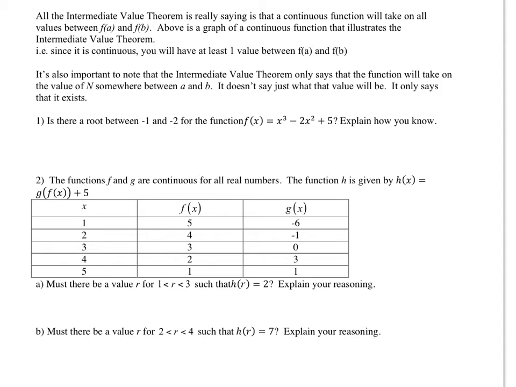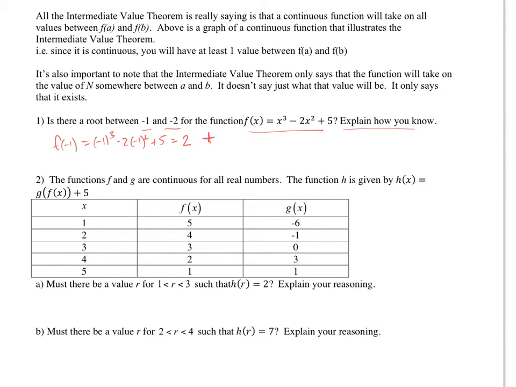Okay, so in our first example, we are asked if there is a root between -1 and -2 for this function, and explain how we know. Well, let's first find what f(-1) is. When I plug -1 into my equation, I get (-1) cubed minus 2 times (-1) squared plus 5. This becomes -1 minus 2 plus 5, which gives me a value of 2, which is a positive value.